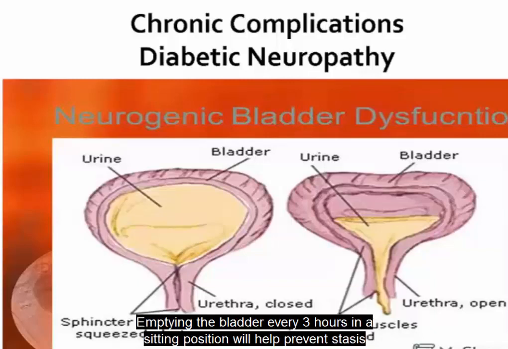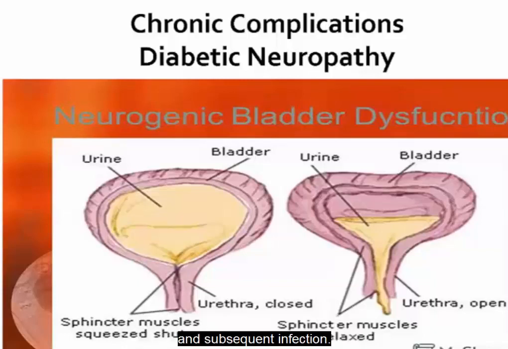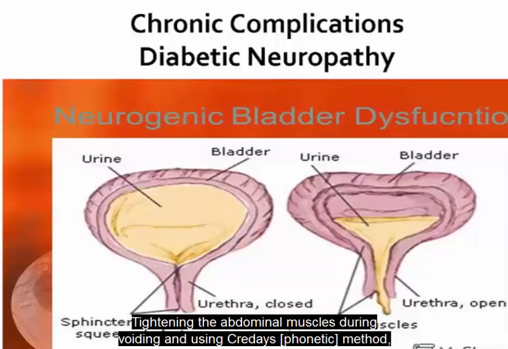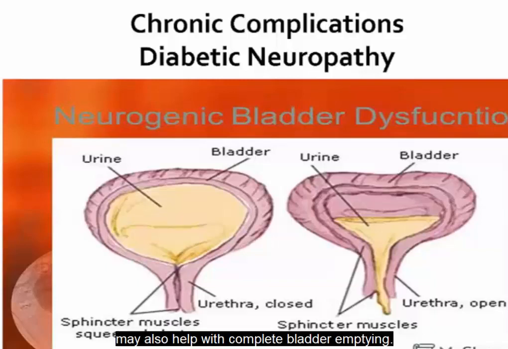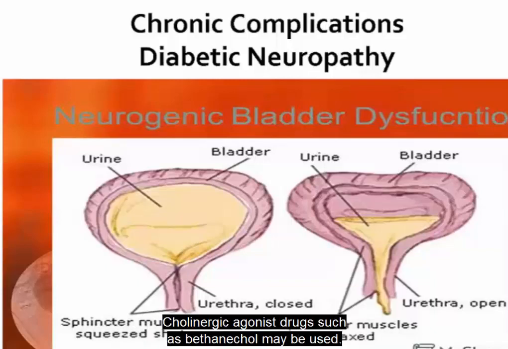Emptying the bladder every 3 hours in a sitting position will help prevent stasis and subsequent infection. Tightening the abdominal muscles during voiding and using Credé's method, which is a mild massage downward over the lower abdomen and bladder, may also help with complete bladder emptying. Cholinergic agonist drugs such as bethanechol may be used. The patient may also need to learn to self-catheterize.